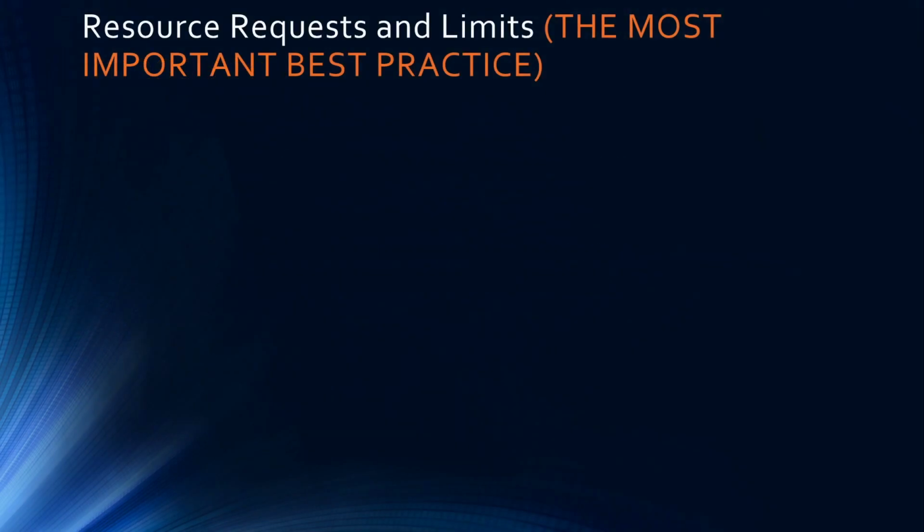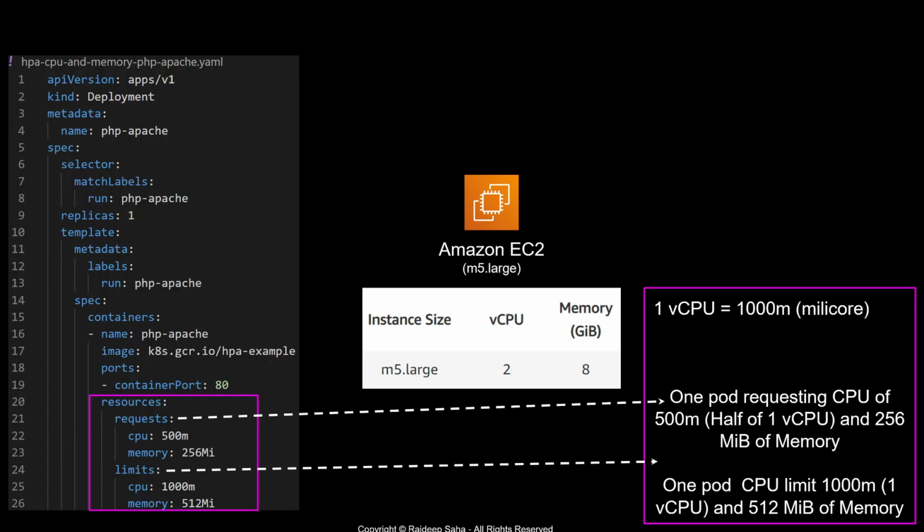Which brings us to the second best practice, and this is the most important best practice, which is to implement resource requests and limits. Resource requests and limits are a way to request a certain amount of CPU and memory for your containers. I have a separate video going over this in detail. I'm going to give a link up top. And this is how scaling is controlled.